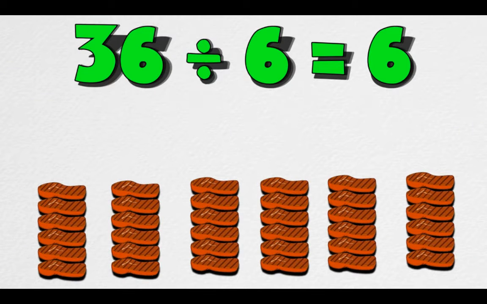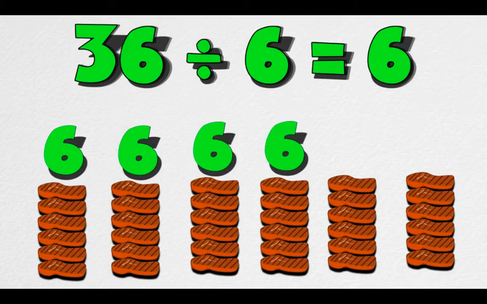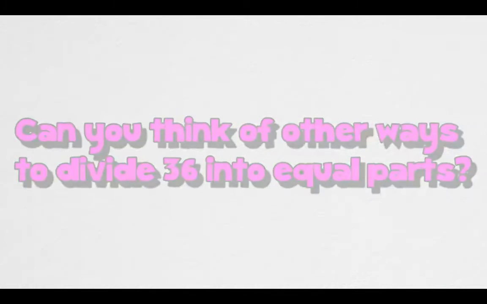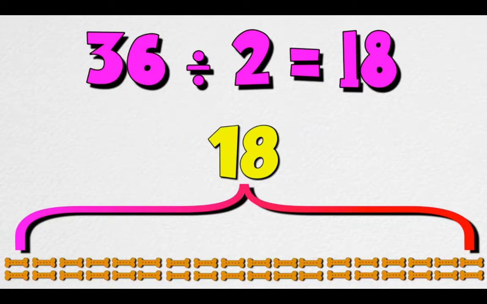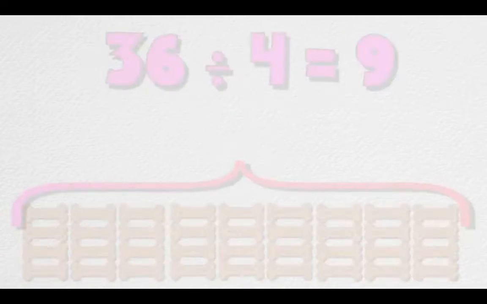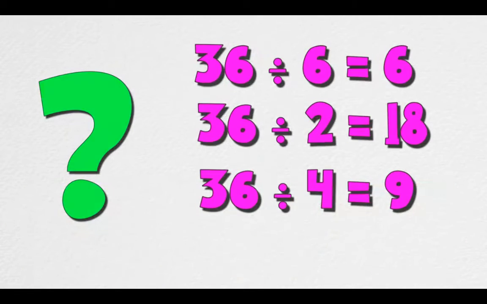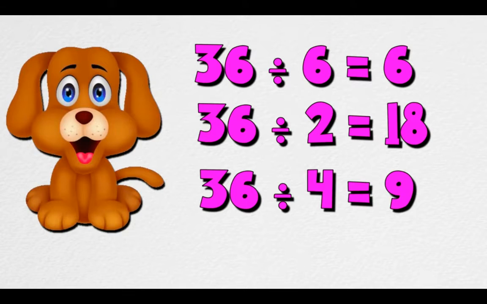36 divided by 6 is 6. It makes 6 piles of 6. That's correct. Can you think of other ways to divide 36 into equal parts? How about 18 piles of 2? That's 36. Or 9 piles of 4? That's 36 also. Are there any other ways to divide 36 into equal parts? Give it a shot. Anyway, Dog Division didn't eat any of that steak, no matter what size the piles were.